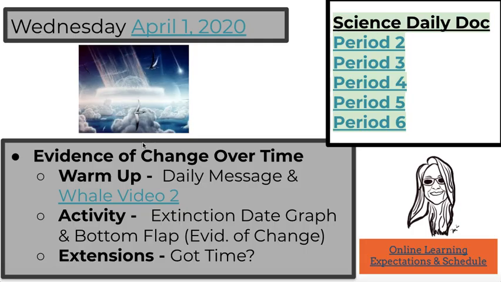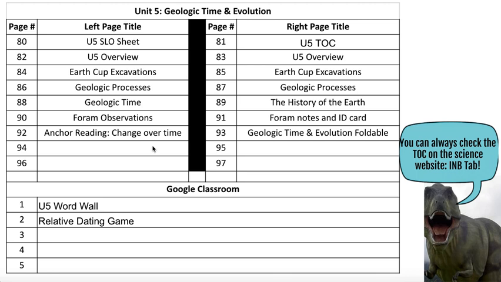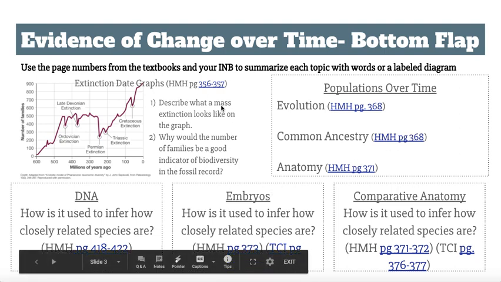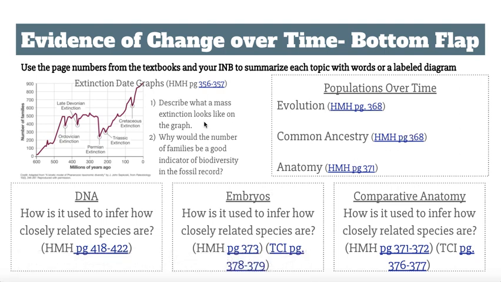If we go back to this, I've given you, just as usual, a daily slideshow. Now that we're back into our habits of practice around how we taught class, I will keep your interactive notebook table of contents updated. This is the slide for you, and you'll see all the links for everything, but you're going to describe what a mass extinction looks like on this graph. Why would the number of families be a good indicator of biodiversity in the fossil record?